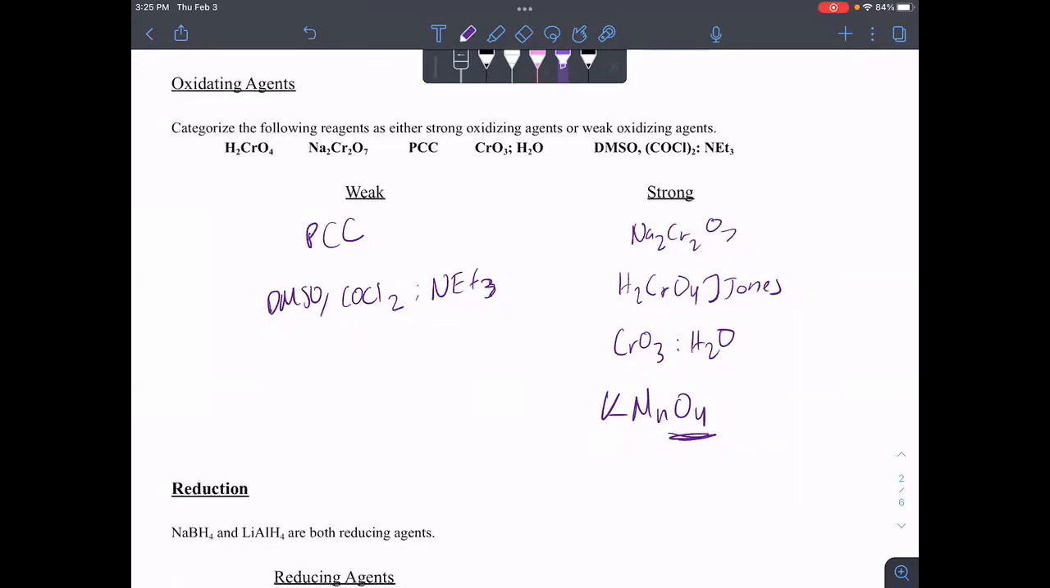Oh, also, I think the DMSO thing is called Swern oxidation. So those are the two nicknames you should know. I think on an exam, he would give you a carbonyl or an alcohol and say, oh, we did Swern oxidation. What's the product? And then you'd have to know Swern is weak and Jones is strong.